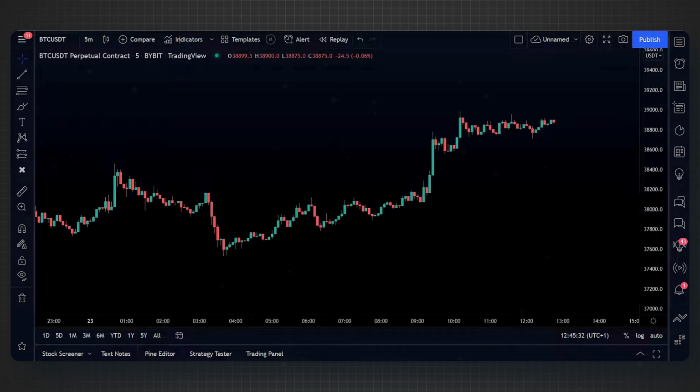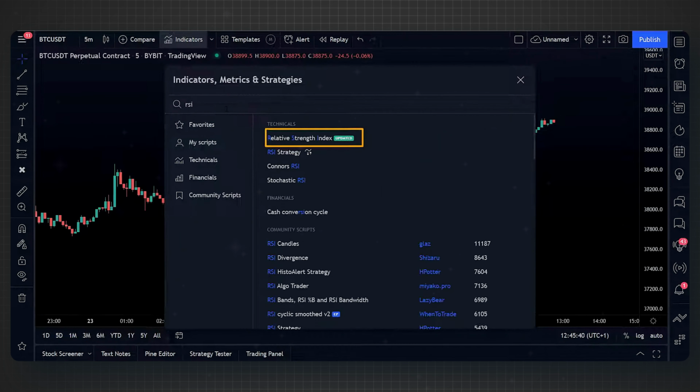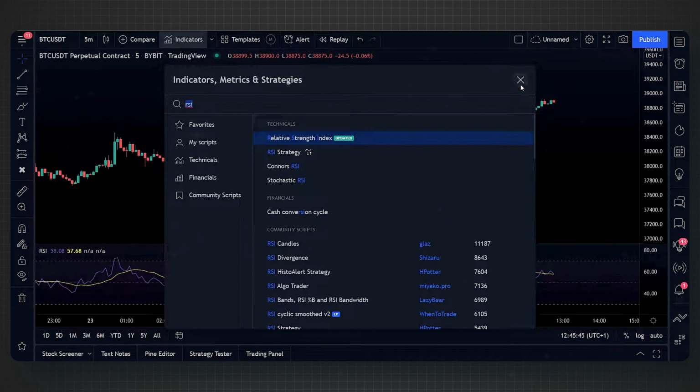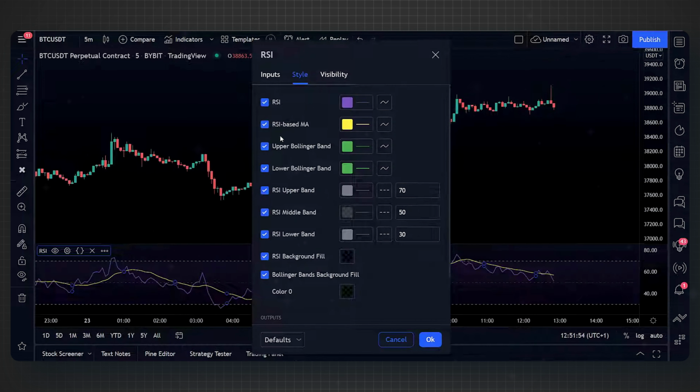Click on Indicators and then fill in the RSI. Click on the first indicator and close the screen. Now you'll see the indicator appear at the bottom of the screen. We're leaving the RSI in the default settings. We're removing the yellow line, that's not necessary. Double-click on the RSI and then click on the MA based on the RSI. Then close the screen. Now the RSI is clear.